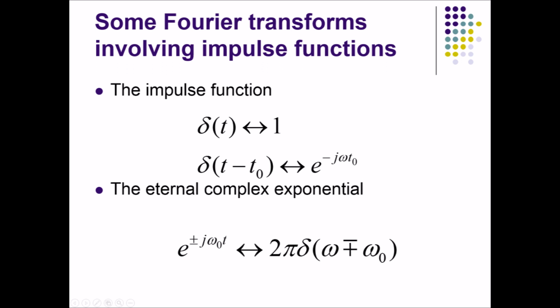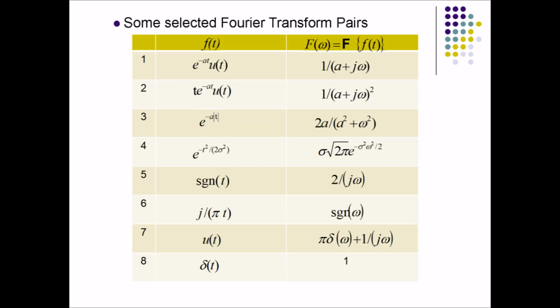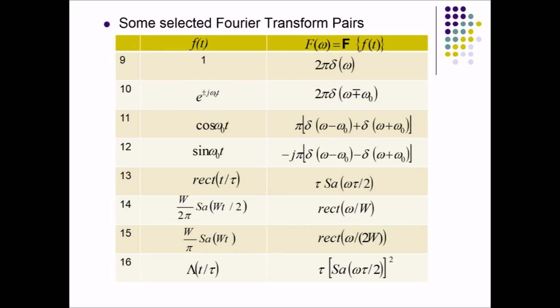Okay, next will be the complex exponential. So the complex exponential's Fourier transform will be an impulse function in the frequency domain. We have some other pairs like sinusoid, signum function, and unit step function. All those functions and their Fourier transforms you can find from the table. So the table is listed in the next 3 slides. Also in your textbook you can find the Fourier transforms.